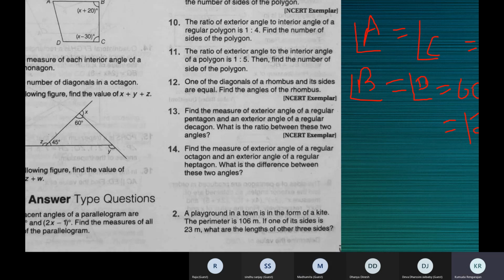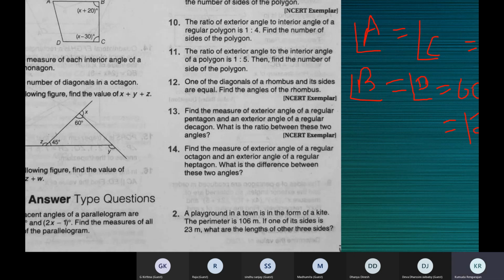See, you should write the greater value first, okay? The measure of each exterior angle of a regular heptagon will be more. Heptagon has only 7 sides, but the measure of each exterior angle will be more there. So you should write that one first. Find the difference between these two angles. Write the bigger value first minus the smaller one. So 51.4 minus 45, which is 6.4.